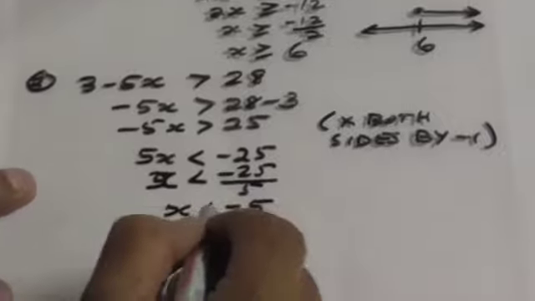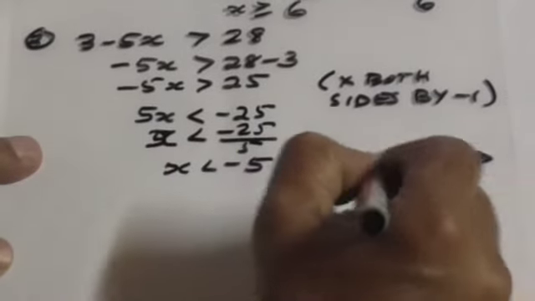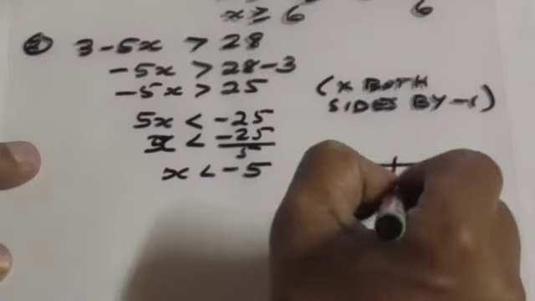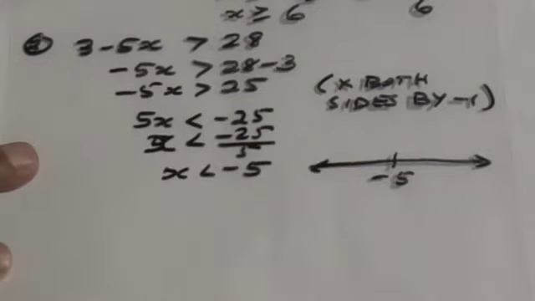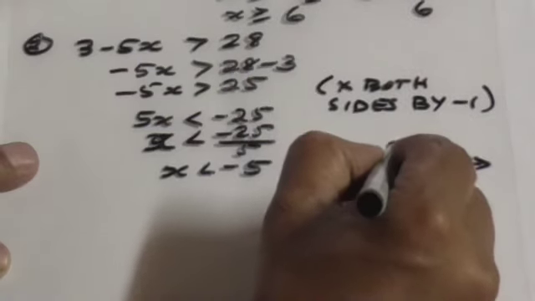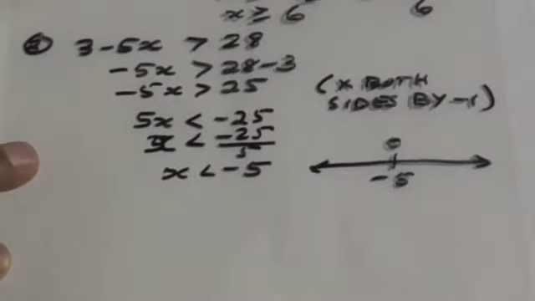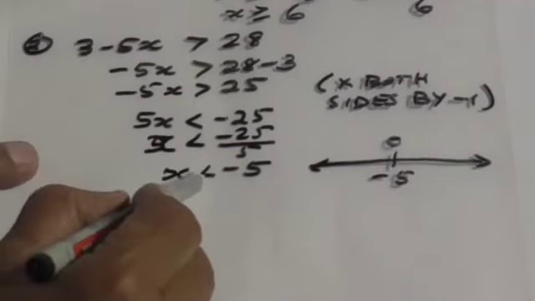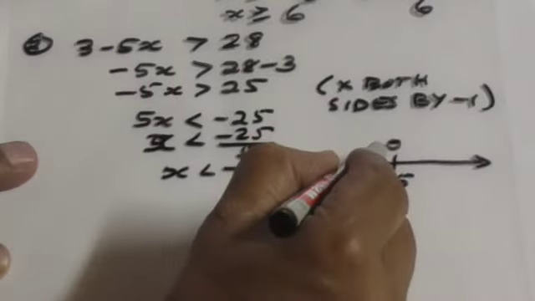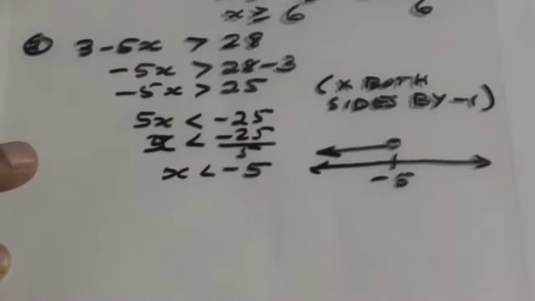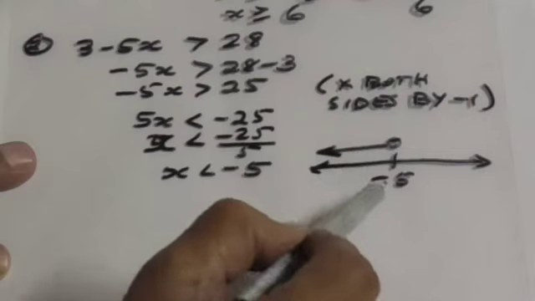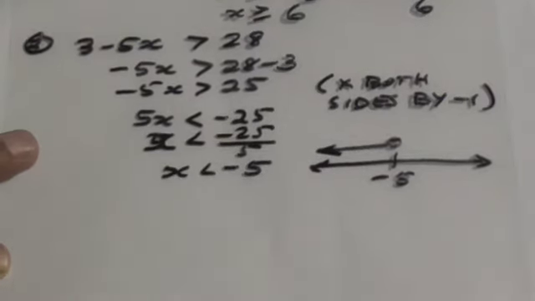Now to draw the graph for this. There's your number line. There's -5. Now there's no equal to sign here. That means that the -5 is not included. If it is not included, you place a circle on -5. Now you want numbers that are less than -5. Numbers that are less than -5 are on the left hand side of -5. Therefore you draw your arrow here, and that is now your graph for x < -5.